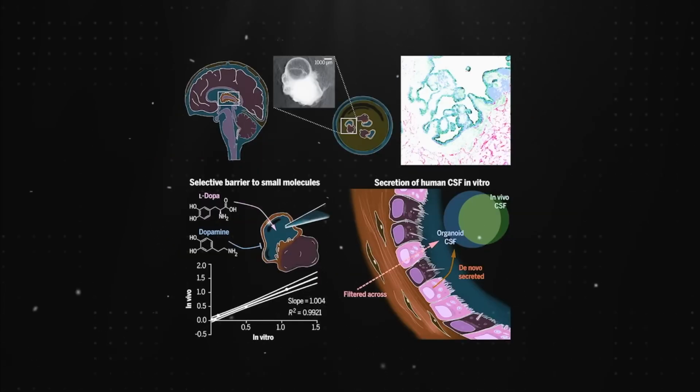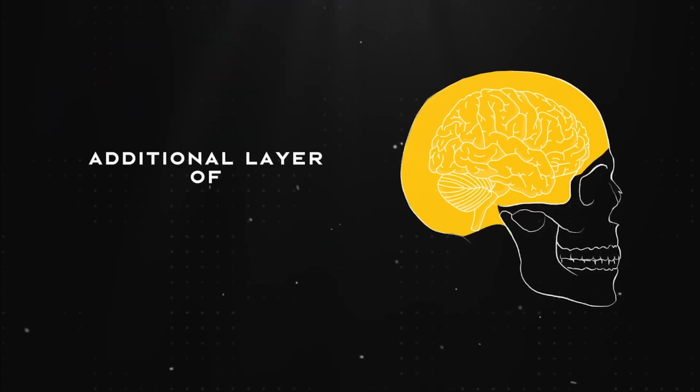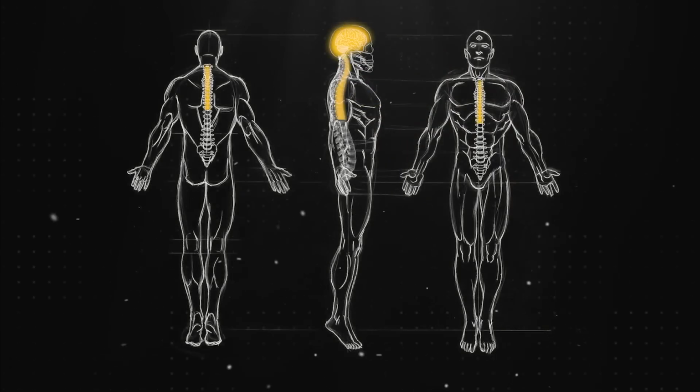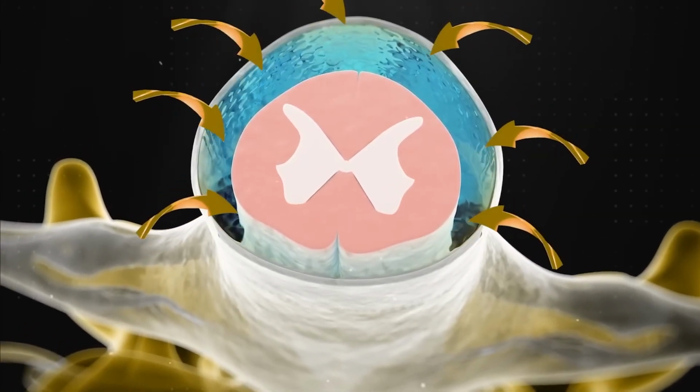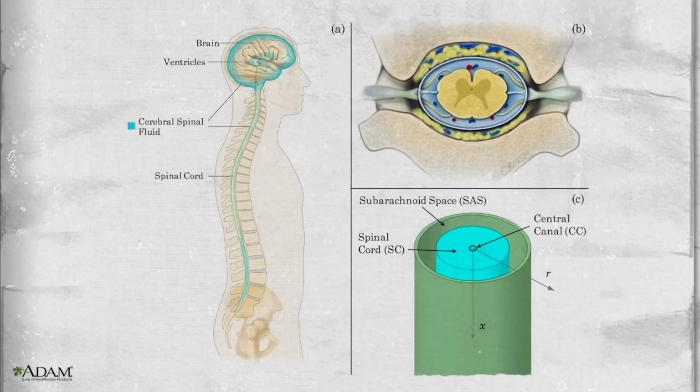This fluid extends beyond just the internal aspects. It also envelops the brain's external surface, providing an additional layer of protection. Its journey doesn't end there. Cerebrospinal fluid continues its path down the spinal cord, flowing through the central canal and bathing the external surface of the spinal cord as well. This continuous flow ensures that the brain and spinal cord are consistently surrounded by this protective fluid.